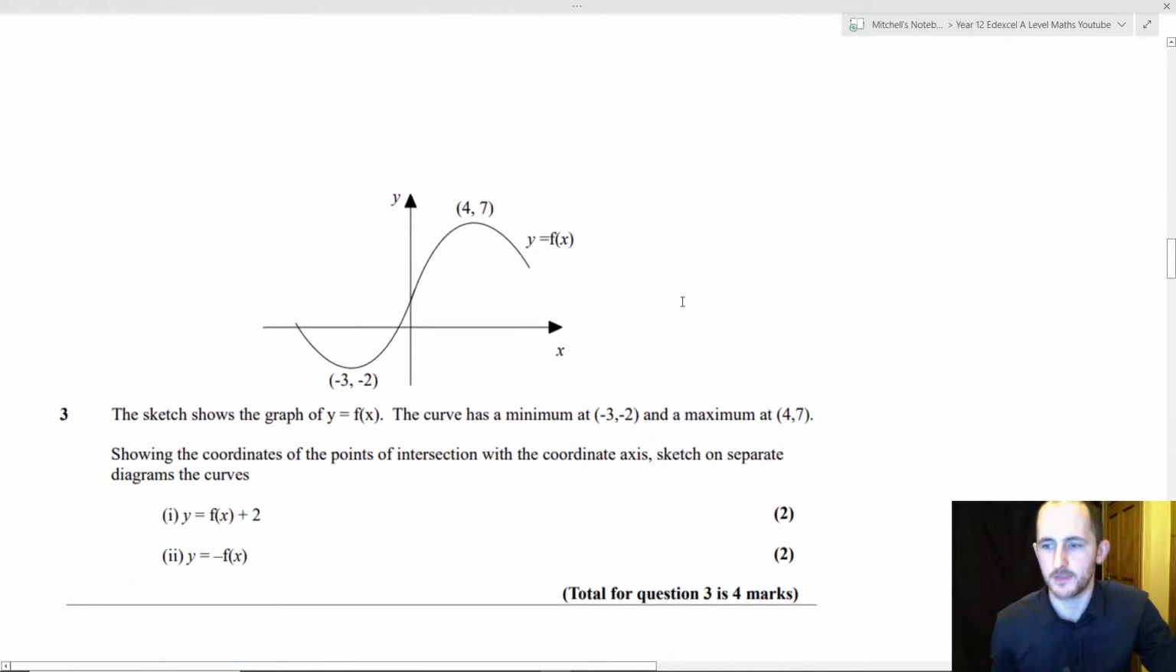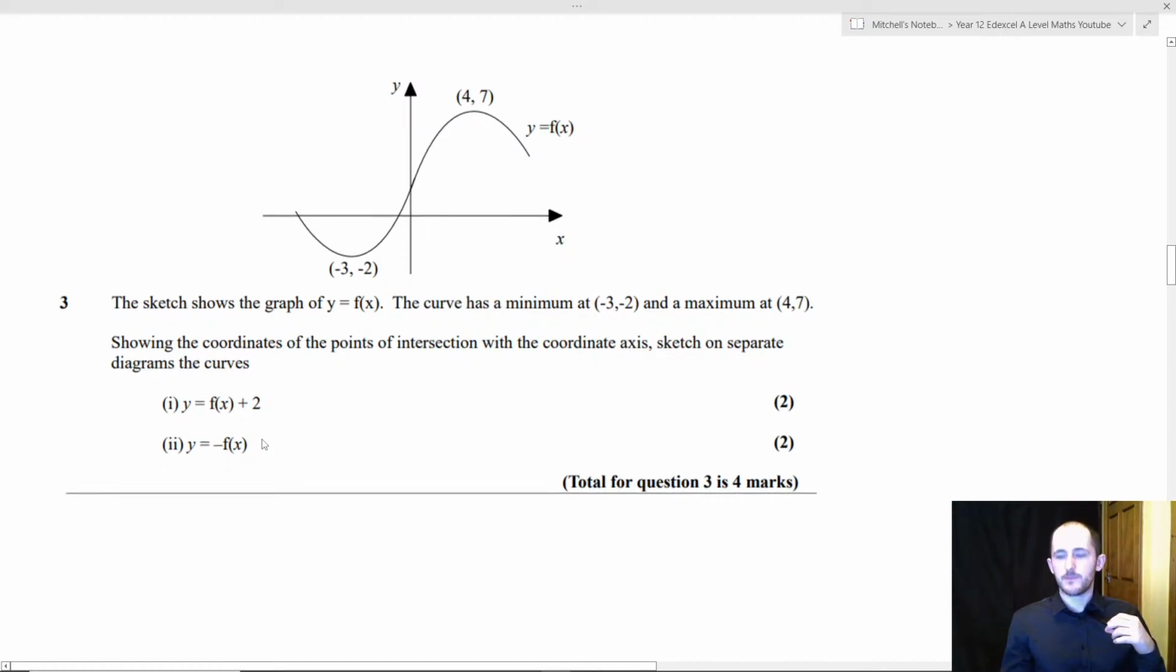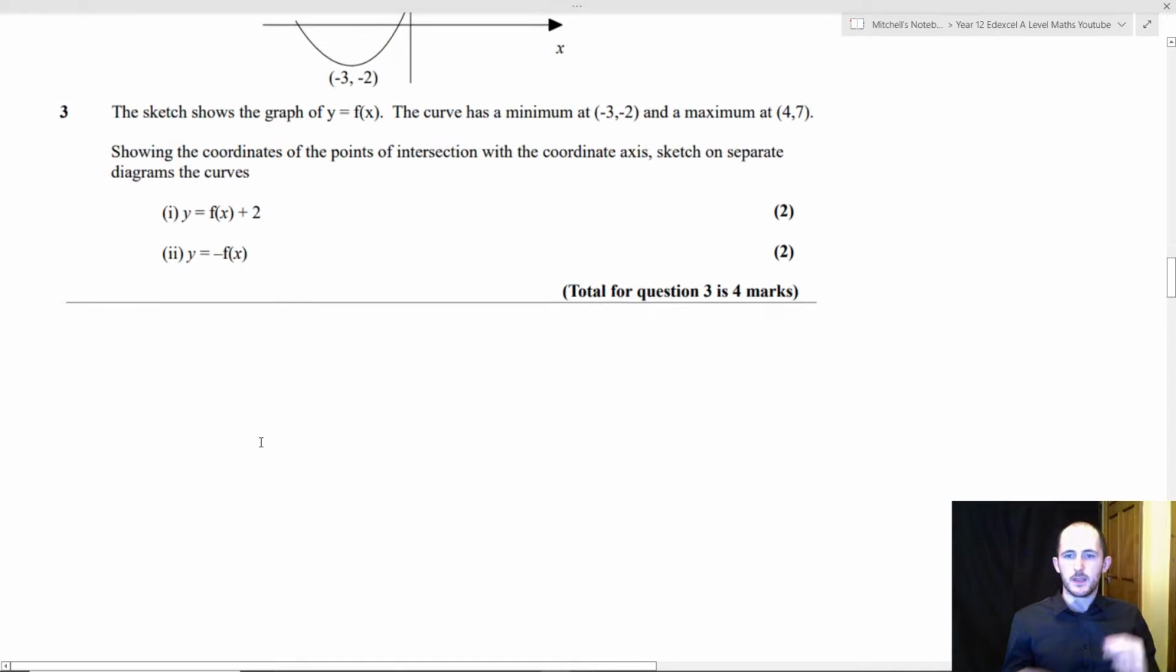Okay, let's keep pushing forwards. Okay, the sketch shows the graph of y equals f of x. The curve has a minimum at -3, -2, and a maximum at 4, 7. Showing the coordinates of the points of the intersection with the coordinate axes, sketch on separate diagrams the curves f of x plus 2 and minus f of x. Okie doke. So we are going to have to keep referring back.